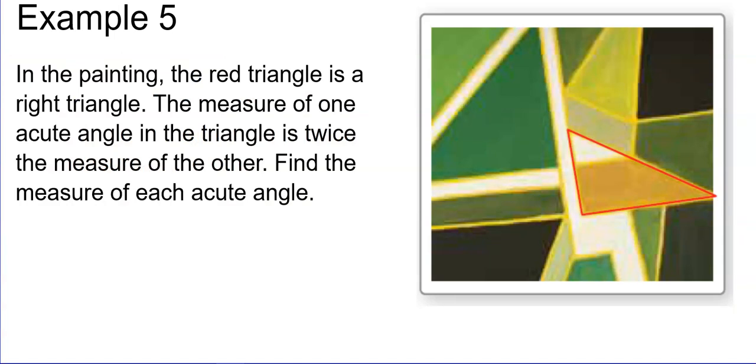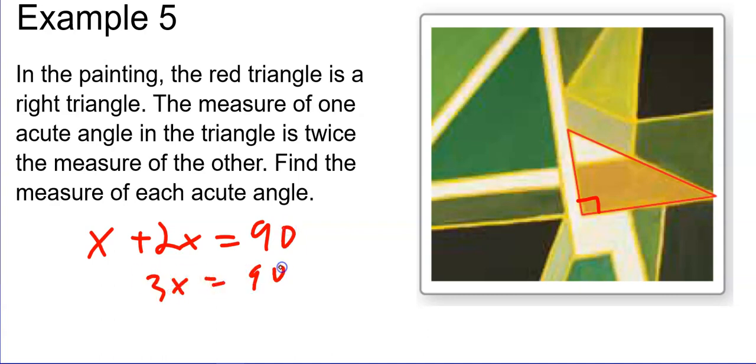In the painting, the red triangle is a right triangle. So that's going to be right here. The measure of one acute angle is twice the measure of the other. Find the measure of each acute angle. Well, that means one of the angles is x. The other one is twice that angle, and they're going to add up to 90. So that's 3x equals 90, x equals 30.